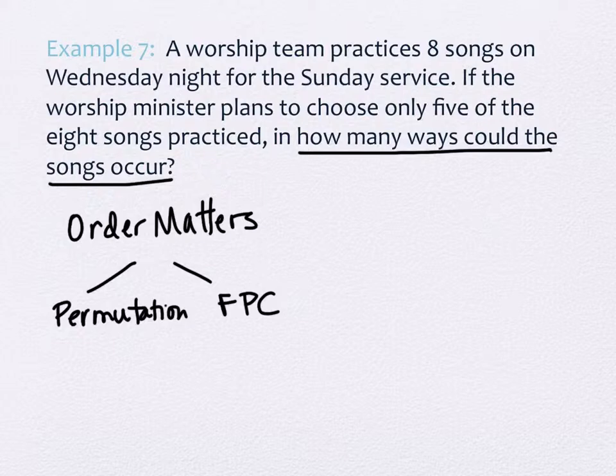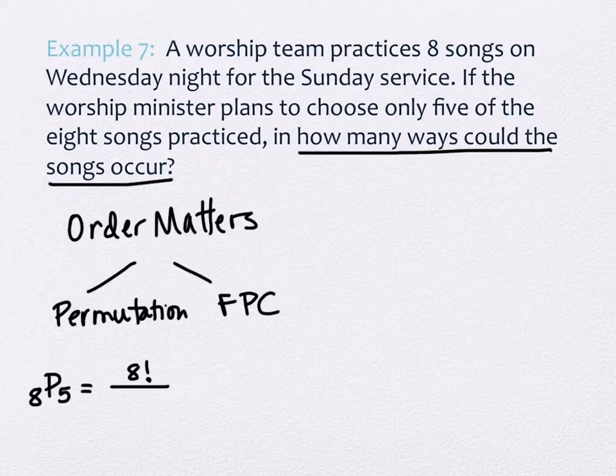So if you do it as a permutation, you have 8 songs that you're selecting from, and you're selecting 5 of them. So it looks like this. We'll come back to the fundamental principle of counting so you can see that one in a minute, but we're going to do the permutation option first. So, permutations. What goes on top? Look back at your formula if you need to. What is it? 8 factorial, right? Okay, good. What goes on bottom?